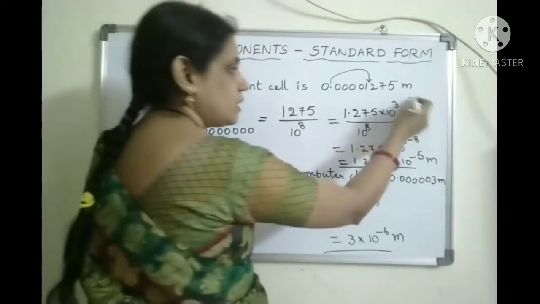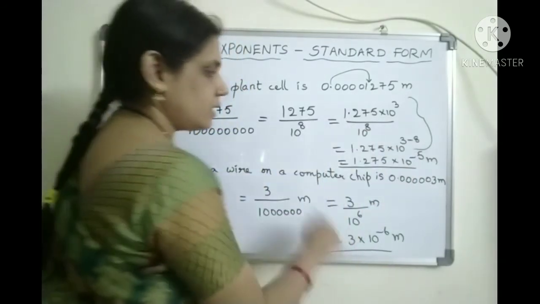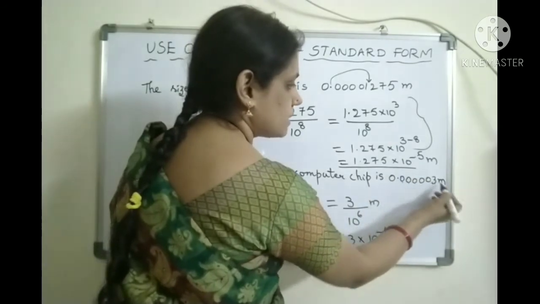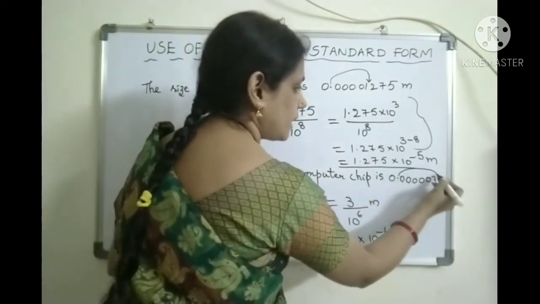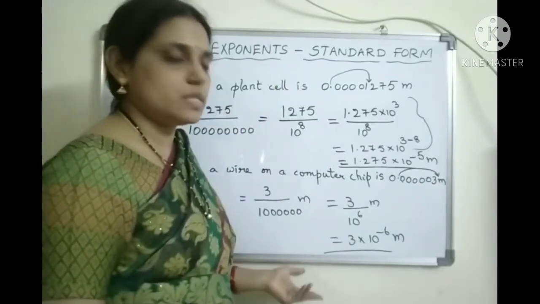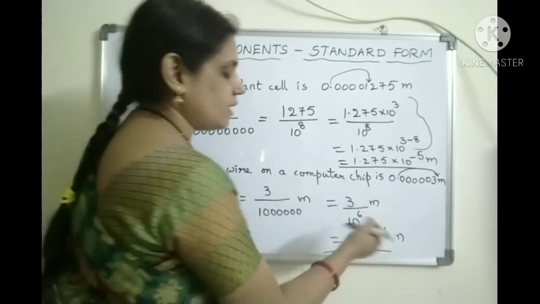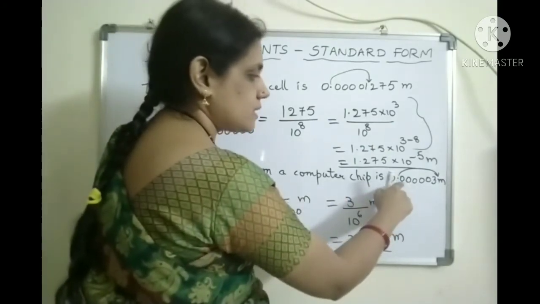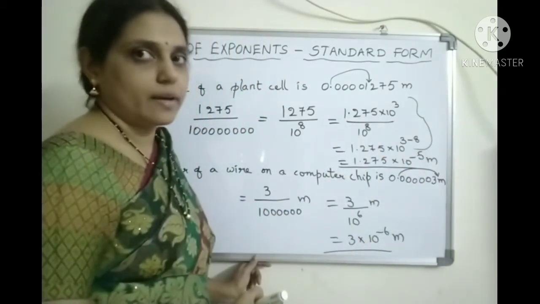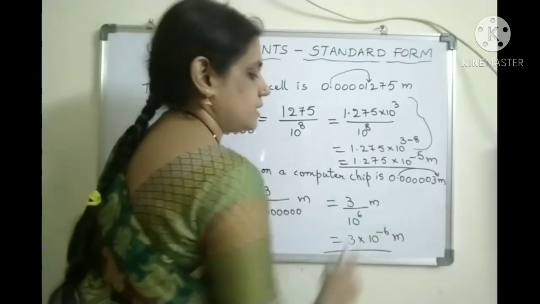So instead of doing all these steps, we can write directly. Here also you will see, here decimal moved 1, 2, 3, 4, 5, 6. Here 3.0 we can write, but 3.0 we need not write. That's why we are writing only 3. How many places did the decimal move? 6 places decimal moved to right side. So 3 into 10 power minus 6 meters.